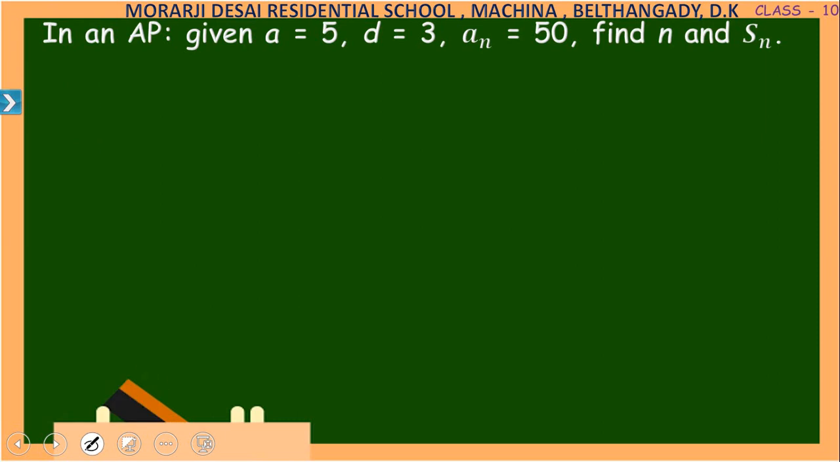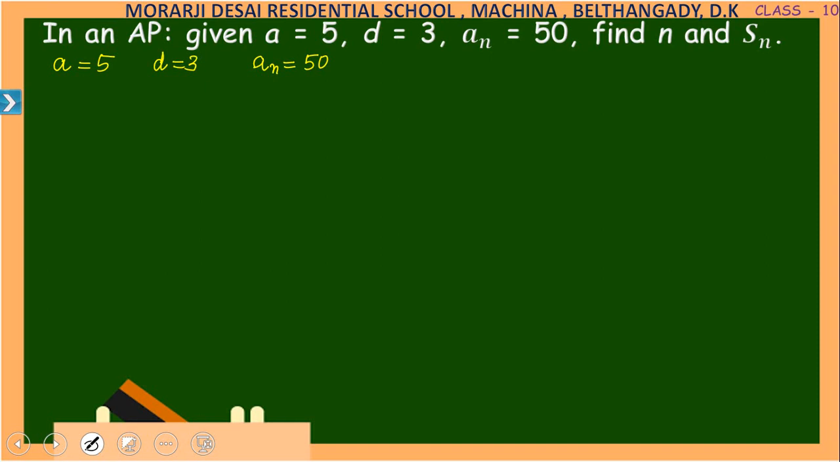First write what is given. It is given that a is equal to 5, d is equal to 3, an is equal to 50. We have to find n and after that we have to find Sn. Now here an is 50, we have a and d. So if I write the formula for nth term of an AP, we can find n.